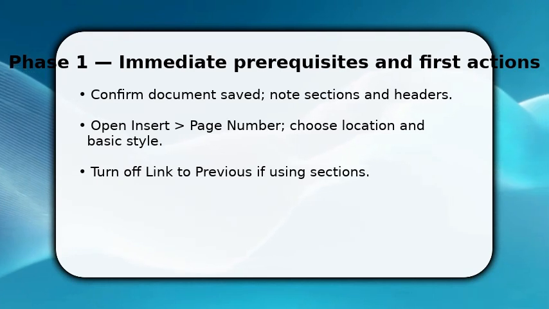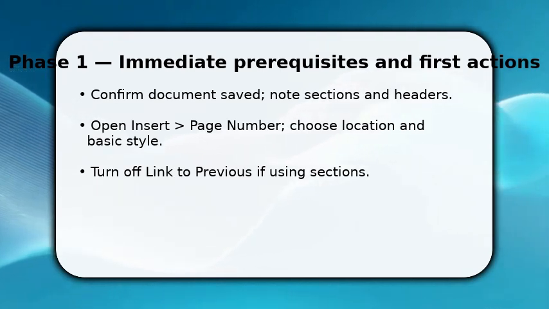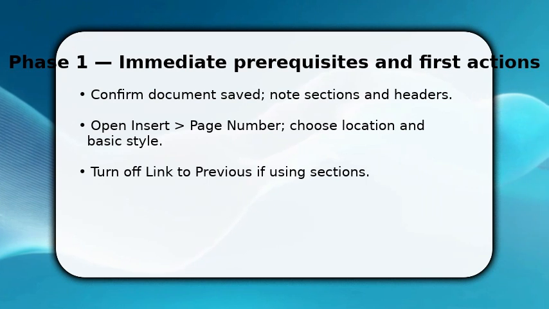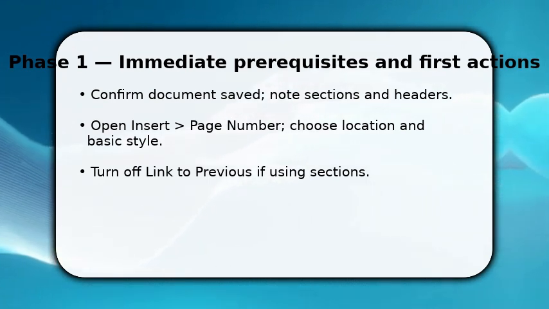You start by saving the file and scanning for section breaks. This prevents unwanted numbering changes. Next, open the Insert menu and pick page number, choosing top or bottom and a simple numeric style.